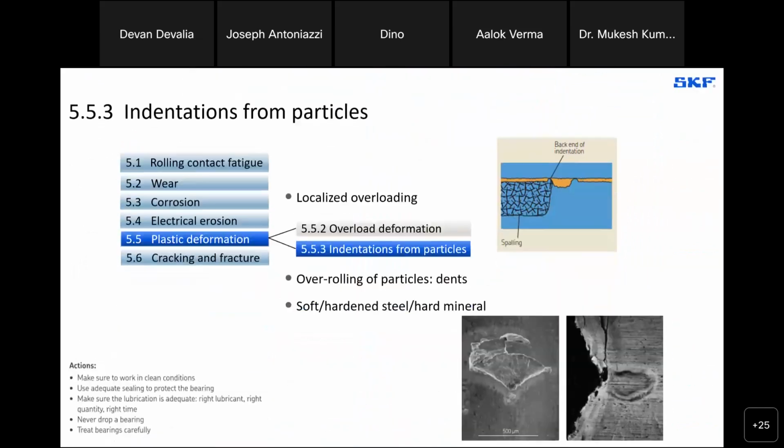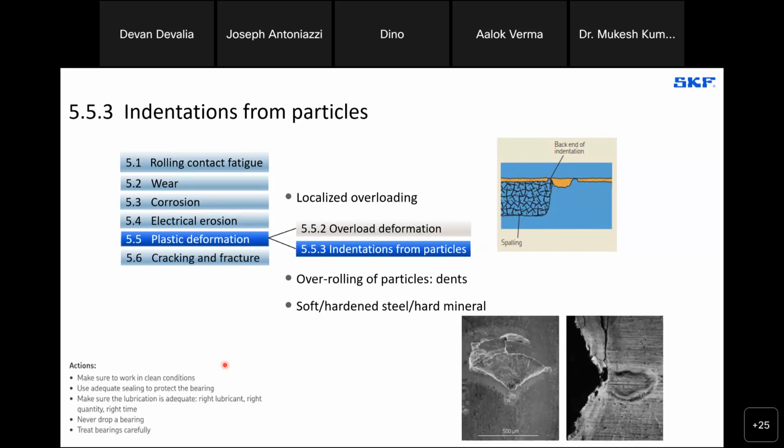Okay. Under plastic deformation, we also have what is called indentations from particles. So solid contaminants can get into the bearing. It could come in via contaminated lubricants. So important to make sure your lube, your greases and oils are stored properly. Make sure when you're plugging in your grease gun that you wipe the grease zerk fitting, for example. We want to make sure we're not pushing contamination into the bearing cavity.